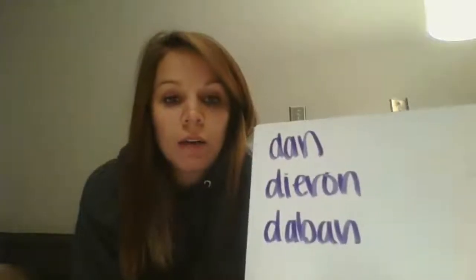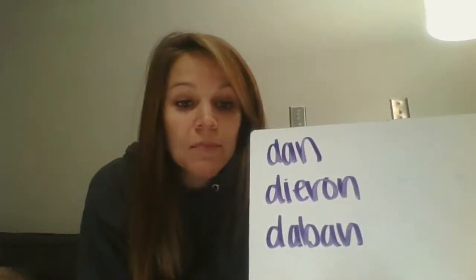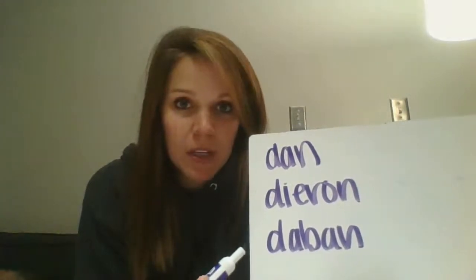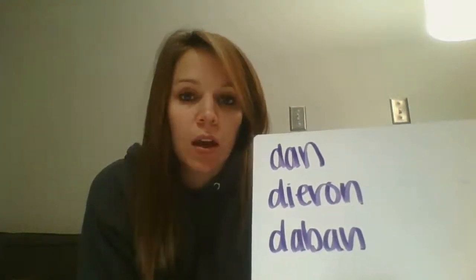So we've got dan, because it's just an AR verb in the present, dieron, because it looks like an IR verb, and daban, because we have to pick the aba ending since it's an AR verb. So we've got daban. Okay.